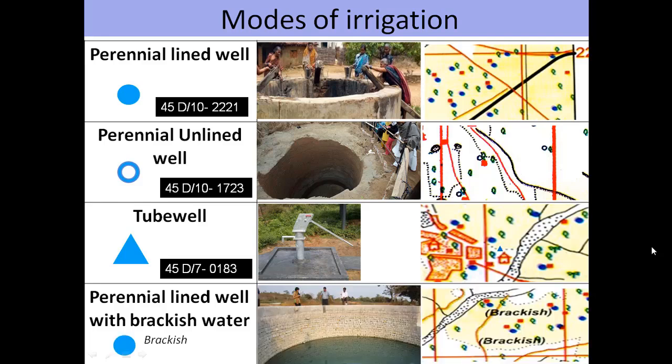The fourth mode of irrigation is perennial lined well with brackish water. The water in such wells is not good for drinking purpose and not good for irrigation purpose. As you can see in the map extract, these blue dots have the word brackish written adjacent to them. So this represents that this water is not fit for drinking nor for irrigation. One can see the example in 45D10, grid reference 1621.